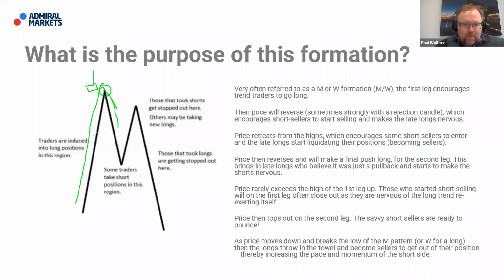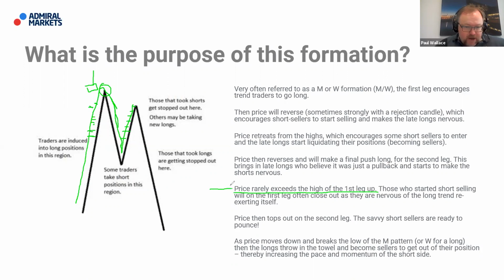And this makes the people who were buying here start to get a bit nervous, and then the short sellers go down. Price retreats away from the highs, which encourages more short sellers to enter. And these late longs are starting to liquidate because they're getting nervous. They think they're going to have a losing trade. Then the short sellers start to think that price is about to collapse. But then price makes a final push long for the second leg north. This brings in, once again, people who think that this was just a pullback, and they start buying up here. Now, on a good M or W, price rarely exceeds the high of the first leg up.